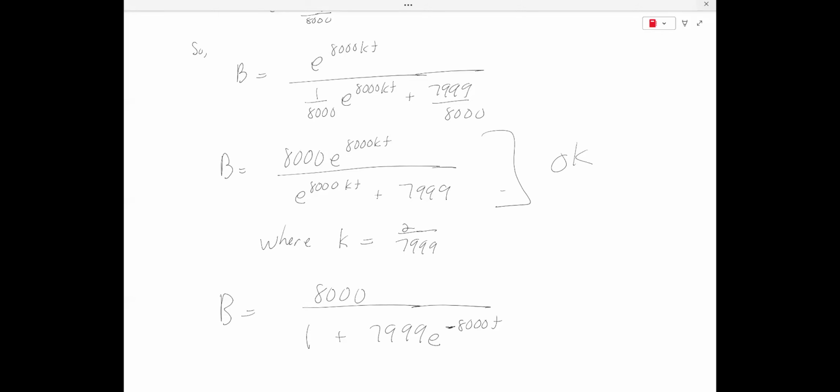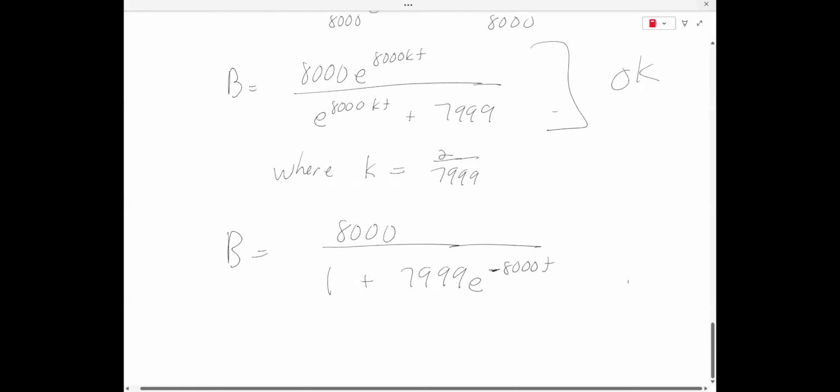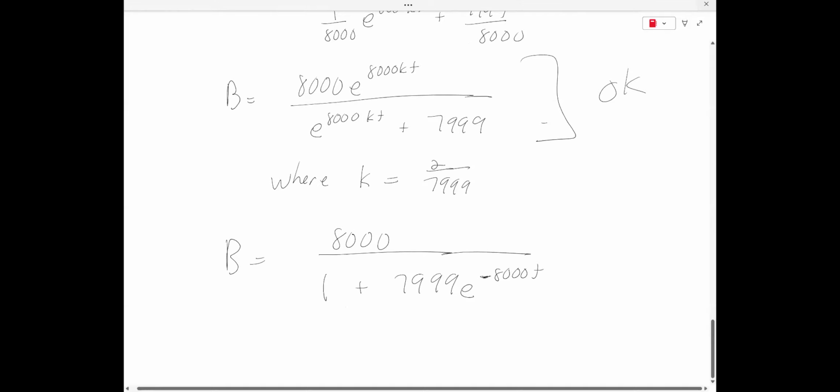But if you want to write it in a little nicer form, you multiply up and down by e to the negative 8,000 kt. It basically turns into this then. Right. Okay. Now, I want to show you one thing. We're almost done here. Let me show this on the computer just to see the graph of it, see if it makes sense. Okay. So let me stop sharing here and share back. Okay, share up here real quick.